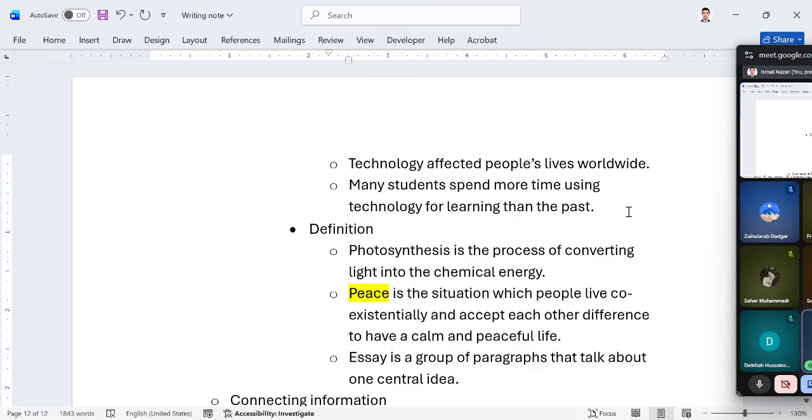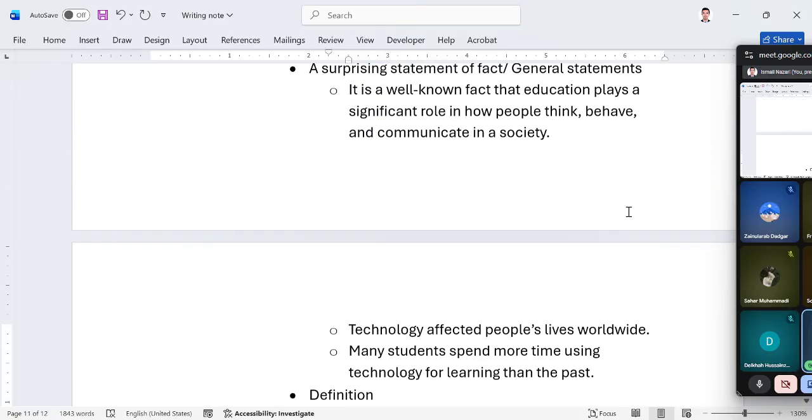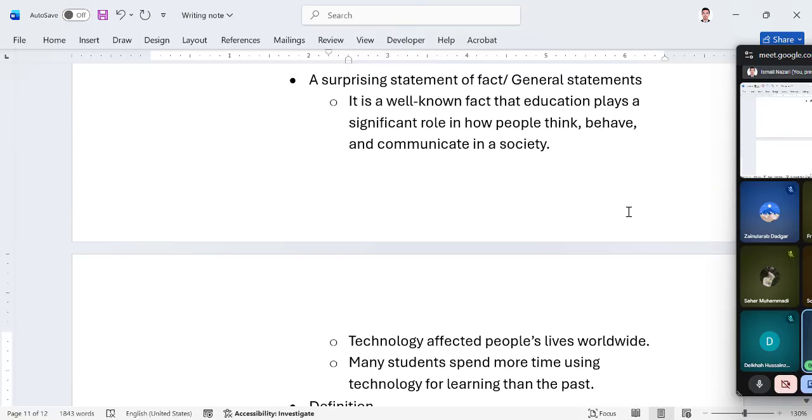Sir, I have a question about this quotation hook. If we didn't write the name of the person who said this, is it okay or not? Do we have to mention the person's name as well, or not? Is it a problem if we don't mention the name of the person who said this sentence?